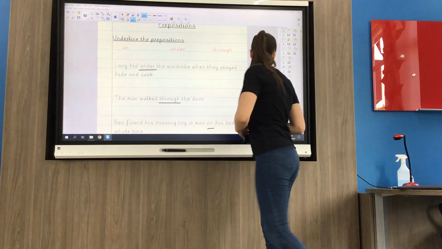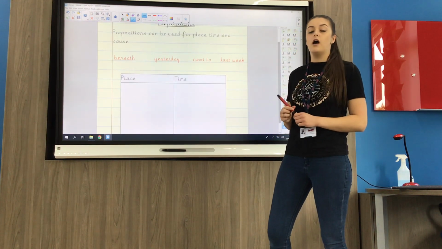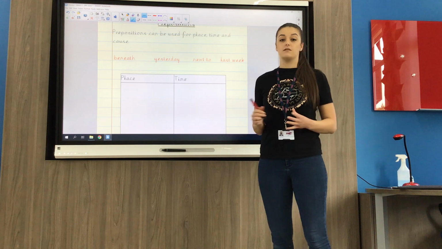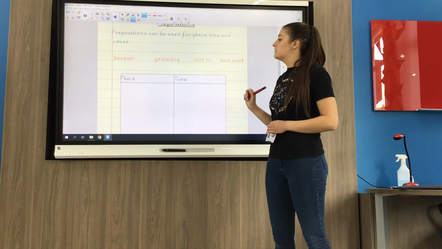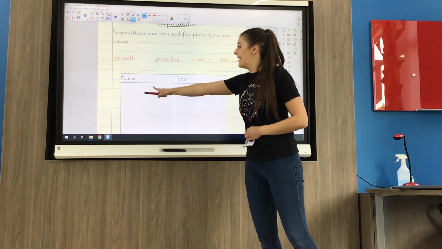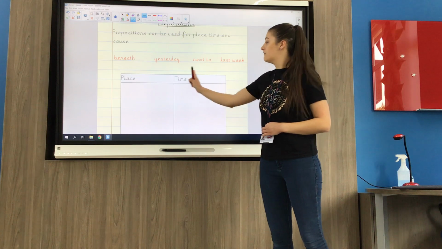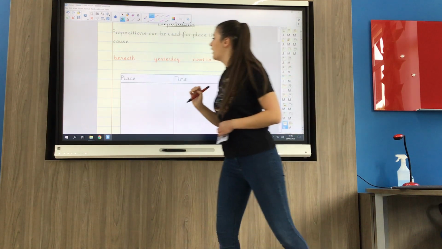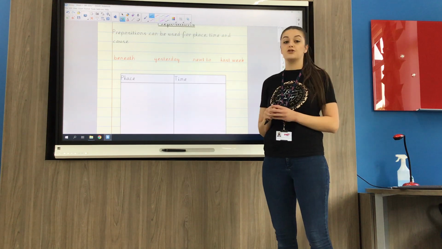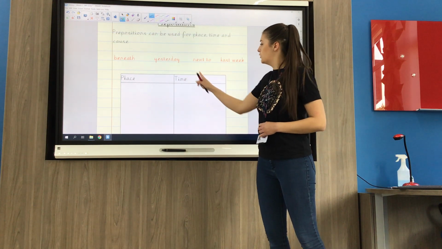So another activity you could have is looking at prepositions in a different way. Not only can they be used to tell us where something is, but what time or the cause of it. So we're just going to focus on the place of where they are and the time, and you need to put the words in the correct group. So here are my prepositions. I've got beneath, yesterday, next to and last week. So place, beneath or time.